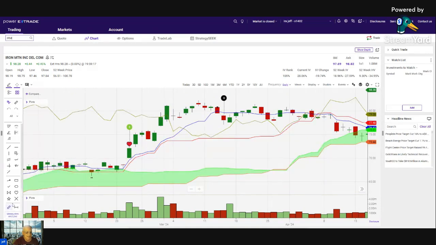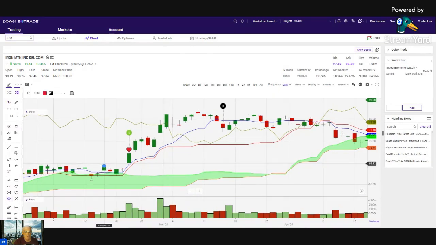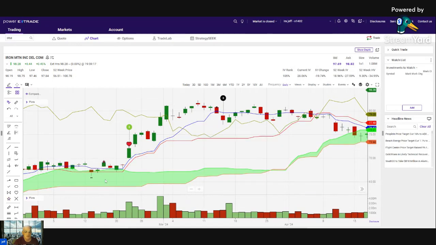This one here is not an entry because over here is the first day of a trade. If it's the first day above the cloud, I wouldn't enter. So I would just wait. If you're patient and wait, you make money.